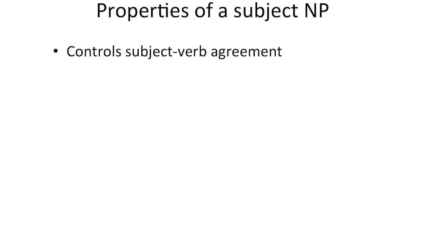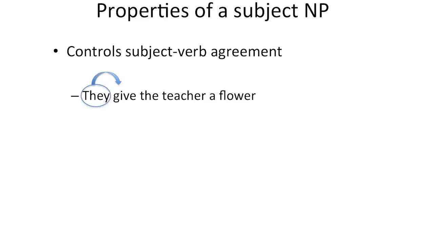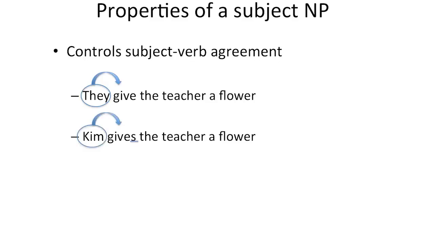So when the subject is they, the verb can't have the S form. We say they give the teacher a flower, not they gives. But when the subject is Kim, then the verb has to have the S form. We have to say Kim gives the teacher a flower.